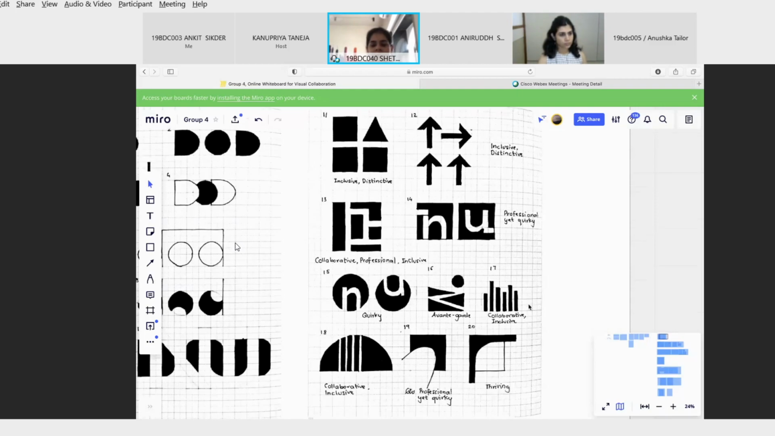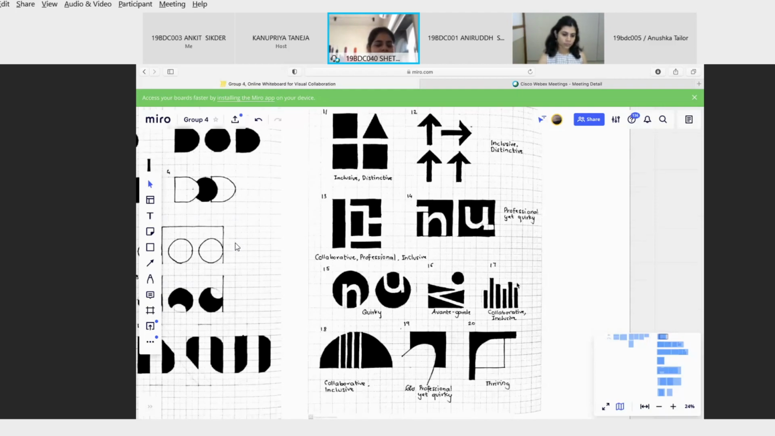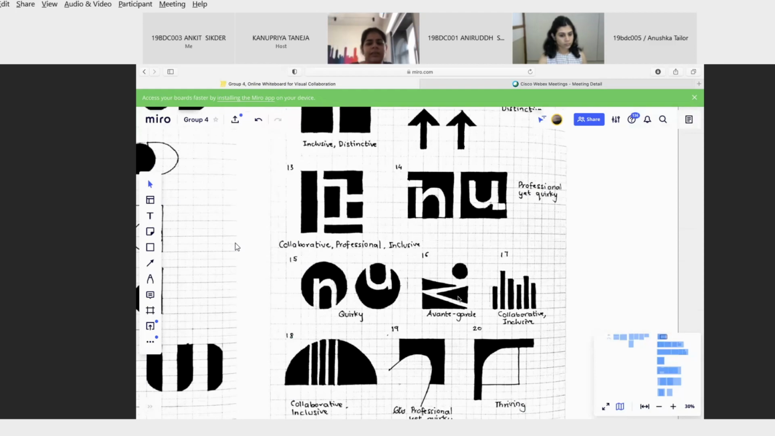And the 16th one, the word avant-garde. How I read about it was that it is something which is radical or unconventional or breaking stereotypes. So what I thought was that the sun could represent a new beginning or kind of rising above the stereotype. So I took the triangles as a very crude form of mountains and then the sun as the circle.